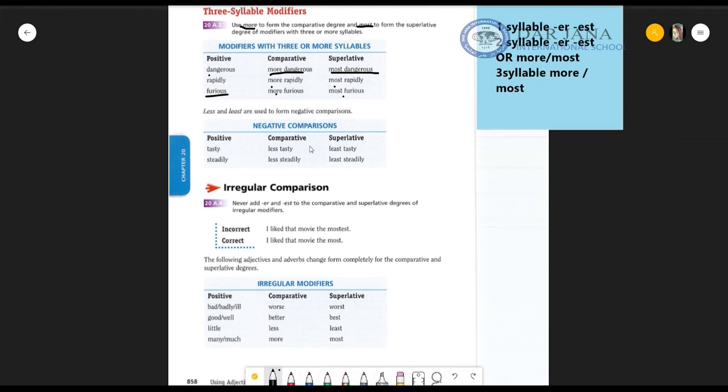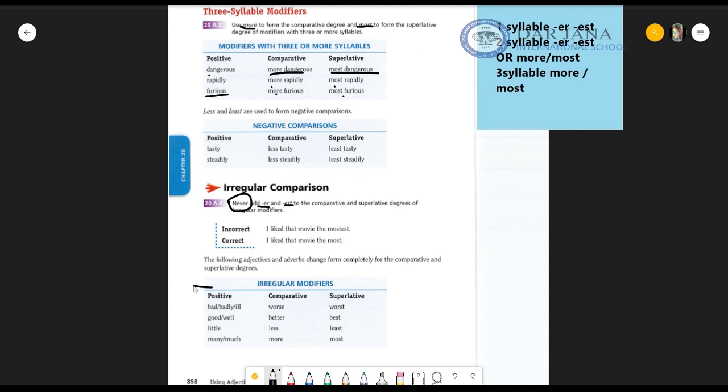Now, if I move to irregular comparisons, think of them such as irregular verbs. This means I'm going to change the whole form of the word into another word in order to convey the meaning I need. So they never take ER or EST. Emphasis on never. Never add badder or baddest. So you cannot add ER to bad. You cannot add EST to bad. You cannot say more bad or most bad. It's only going to be a different word.